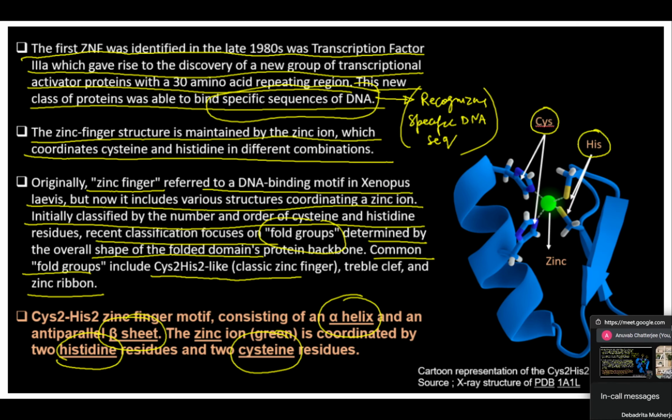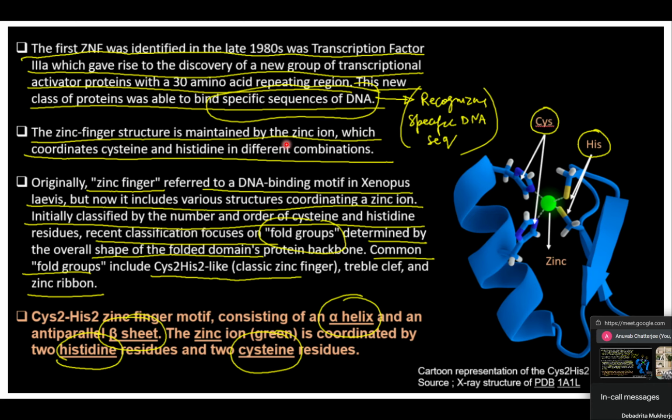So this is the zinc finger that we are talking about. We have the zinc molecule in between, and it indeed interacts with the invariant two cysteines and two histidines. So as we have seen, it is found in transcription factor 3A, and this new class of proteins was able to bind to specific sequences of DNA.